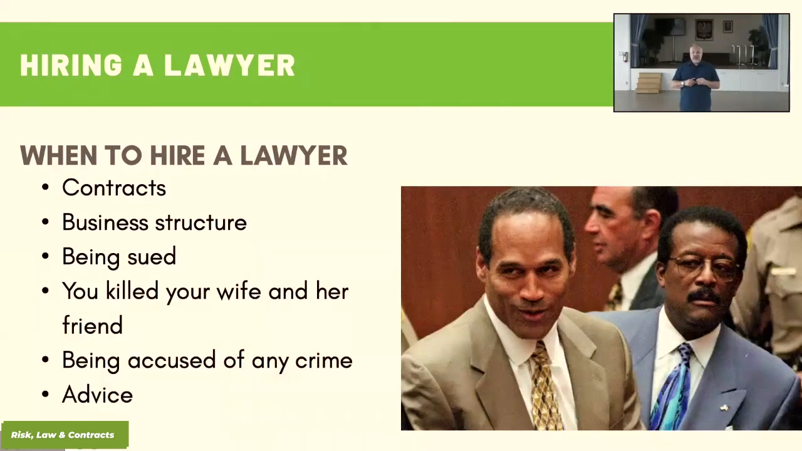When you're being sued, again, at some time, I hate to say this to you, but you're going to probably get sued, and you want a lawyer for that type of thing. You want to be able to trust that one. You kill your wife and her best friend. That could be one time where you need a lawyer. So again, hopefully those of you who are still with me, the whole O.J. Simpson, maybe I'm dating myself now, so some of you might not know that. But again, you want a lawyer for that. And then anytime you're being accused of a crime, and then really just generally any advice that you're looking for.